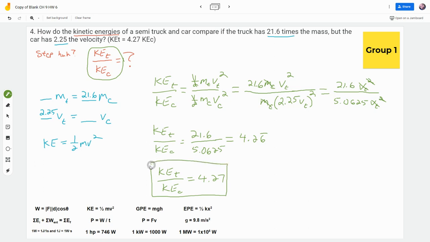Close enough. And then the way I wrote the answer up here, the other thing you can do is multiply both sides by KE sub C. So another correct way of writing this would be KE sub T is equal to 4.27 KE sub C. So either one of those ways is correct.